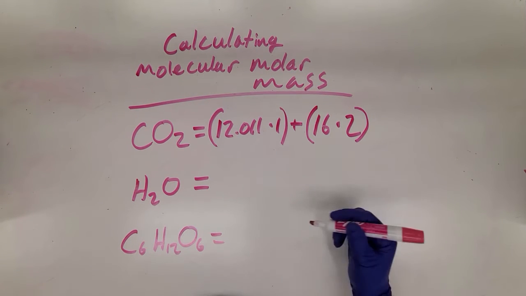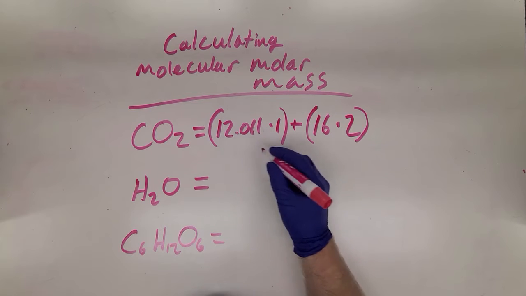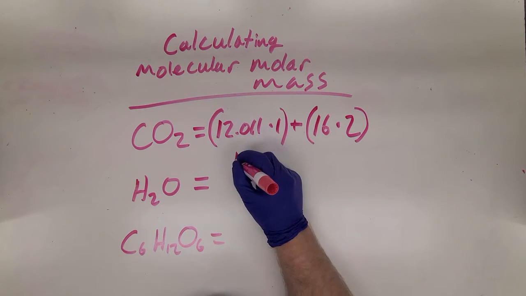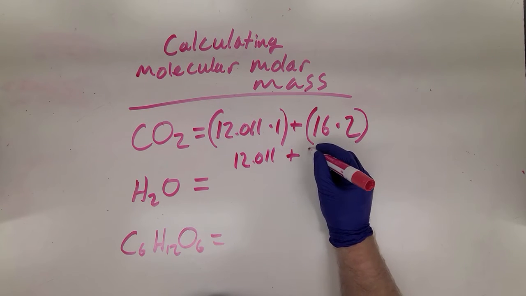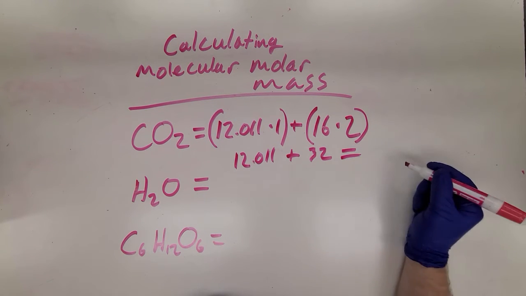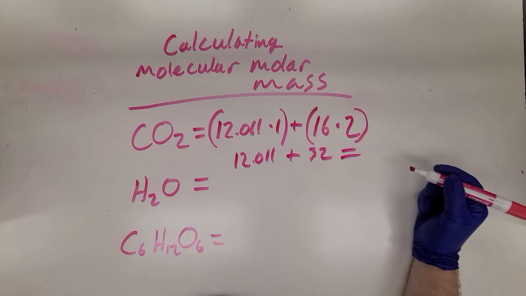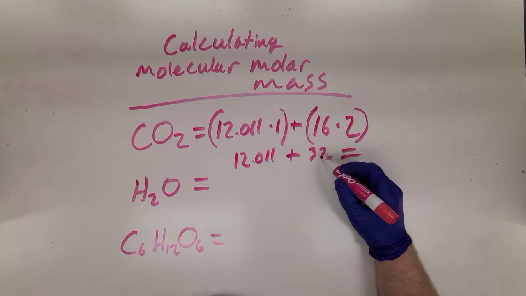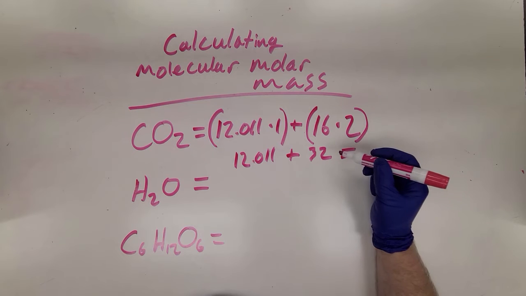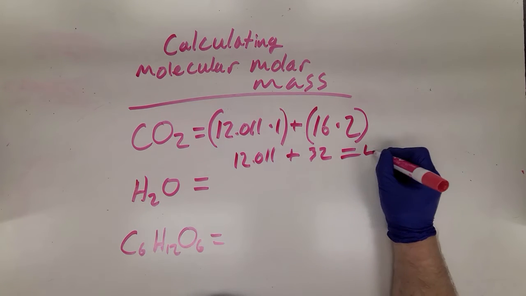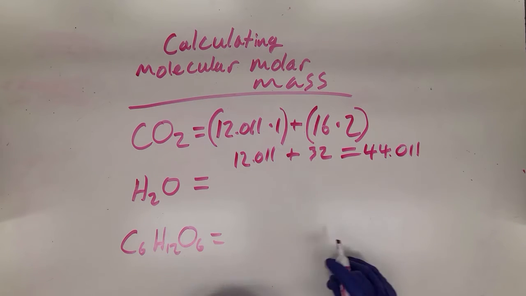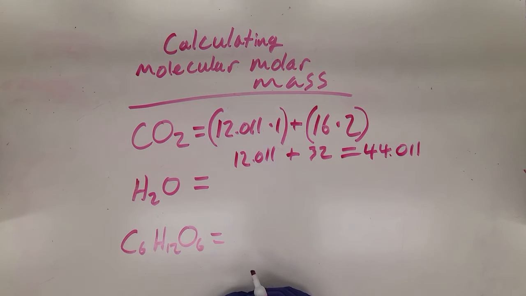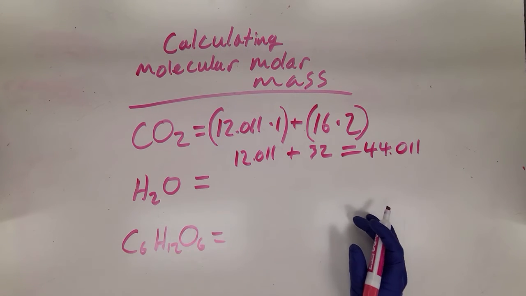Okay, so we're going to do a little bit of work here, to show what's happening. 12.011 times 1 just comes out to 12.011, plus 16 times 2 gets you 32, and then we'll just add those together. I'm going to try and do this mentally, so bear with me. That gives 44.011, give or take a couple hundredths and thousandths. That's one example. Let's go ahead and take a look at water.